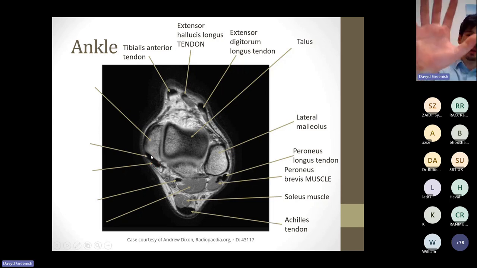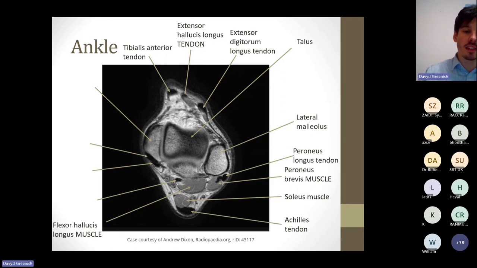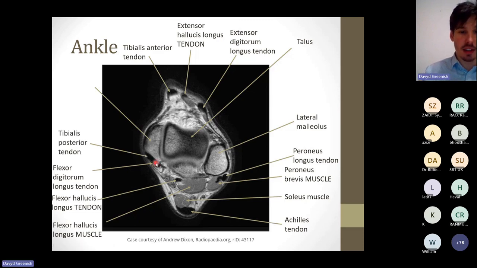Your flexors travel underneath the foot and help you to flex your toes. So this is your tibialis posterior tendon, apologies, and then we've got our flexor tendons here. So flexor digitorum longus and flexor hallucis longus. So Tom, Dick, and Harry here, and then just medial malleolus over on the medial aspect.